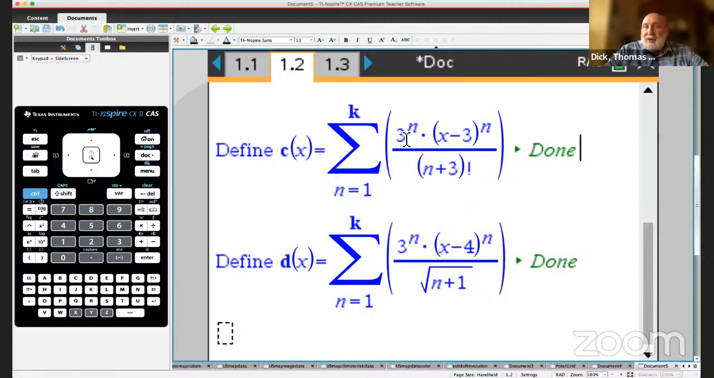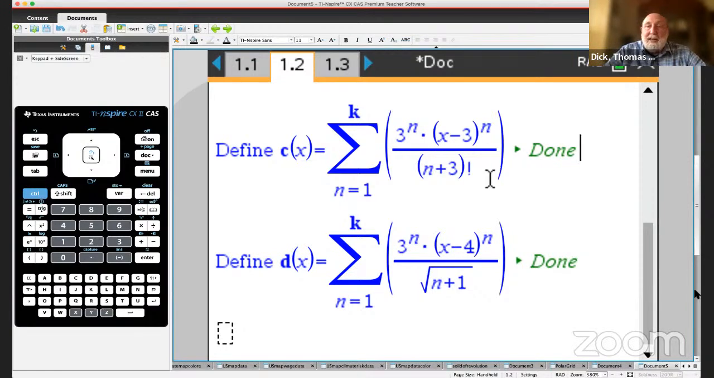You see a 3 to the n in the numerator, that's going to grow pretty fast. But n plus 3 factorial is going to beat it every time, because with 3 to the n we're multiplying by 3 repeatedly, while with n plus 3 factorial it's just going to get bigger and bigger and bigger. That all said, though, this one was kind of interesting to look at graphically, and that's what I'd like to do next.